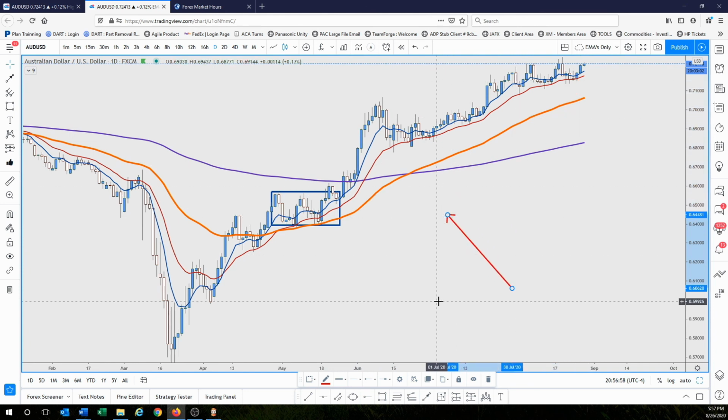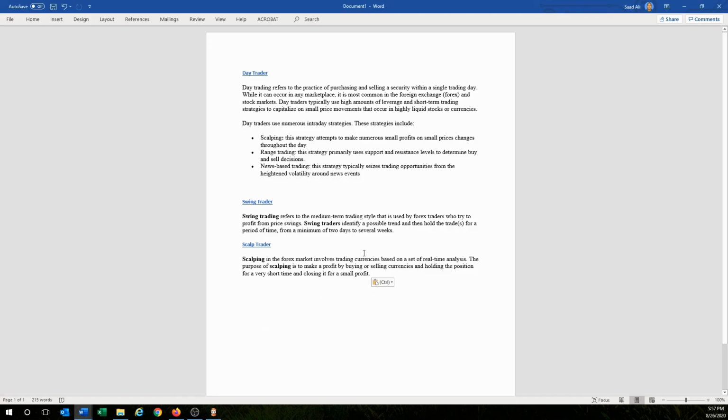So that's why I don't really try to define myself as a day trader, a swing trader, or a scalper. I will take it all. I will take all the trades I can, but using good risk management. And I want to have at least enough evidence to support why I'm taking the trade.